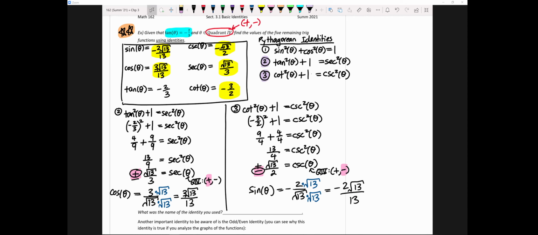Since we're in quadrant 4, secant and cosine were positive. Cosecant and sine were negative. So pay attention to the plus and minus signs. Once we have secant and cosecant, take the reciprocals to get cosine and sine. So from tangent, we're able to get cotangent. From tangent and cotangent, we're able to get cosecant and secant. And then from cosecant and secant, we're able to get sine and cosine.